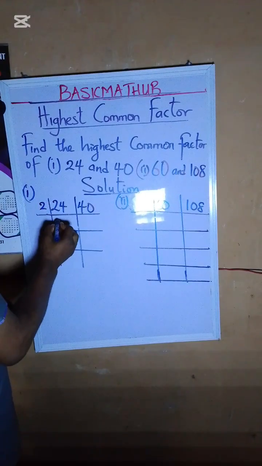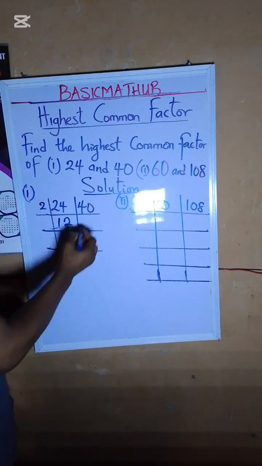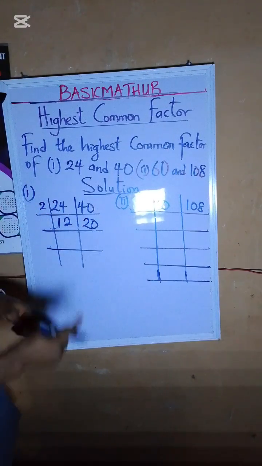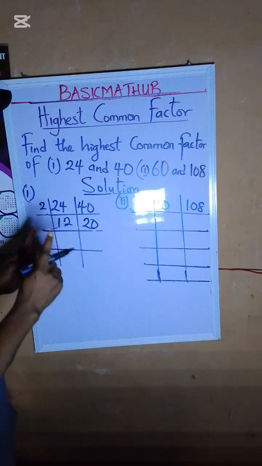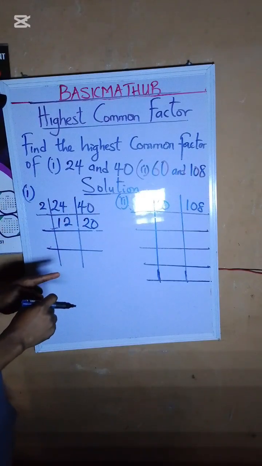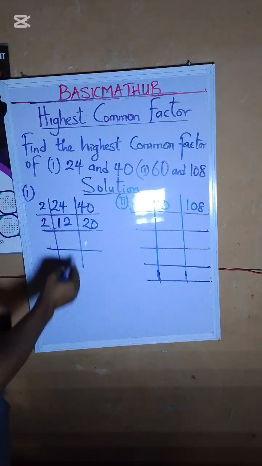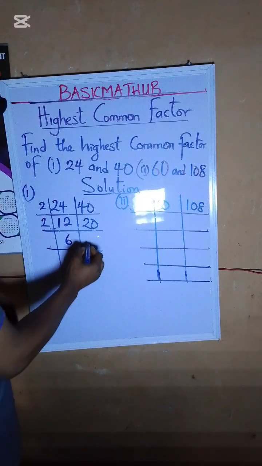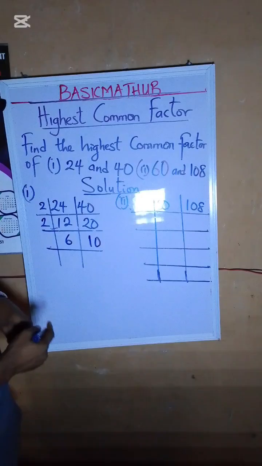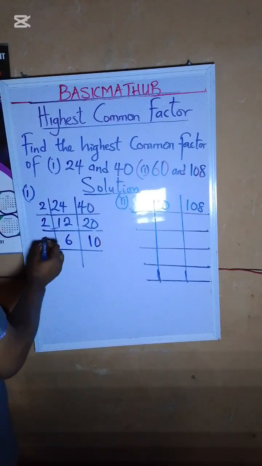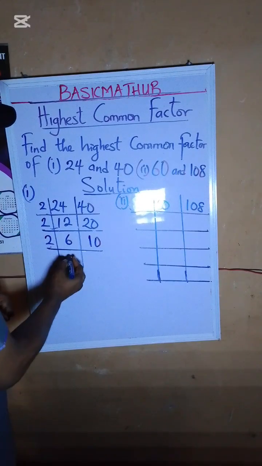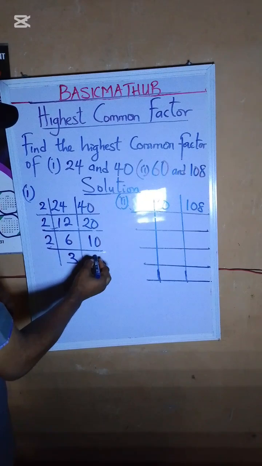So 24 divided by 2, that's 12, and 40 divided by 2, that's 20. Remember, the factor must be common to the numbers that are given. So 2 will still do here. So 2 in 12, that's 6, and 2 in 20, that's 10. 2 will still do again. So 2 in 6, that's 3, and 2 in 10, that's 5.